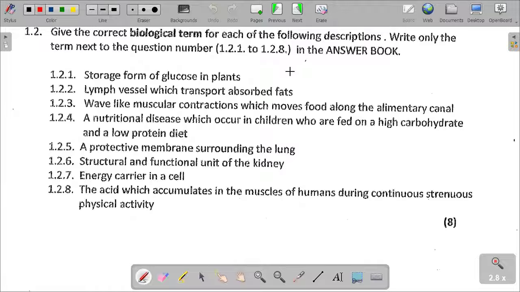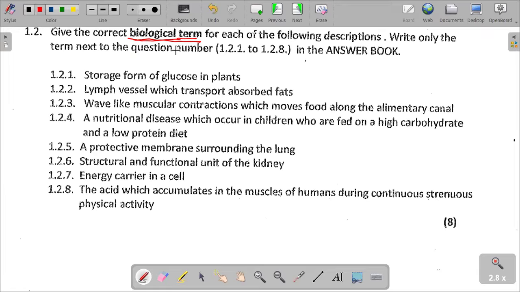Give the correct biological term for each of the following descriptions. Write only the term next to the question number in your answer book. Write only the biological terms. Class, understand: the question wants you to give biological terms. It does not need you to write statements. It is the scientific explanation or scientific definition for these statements that are given.